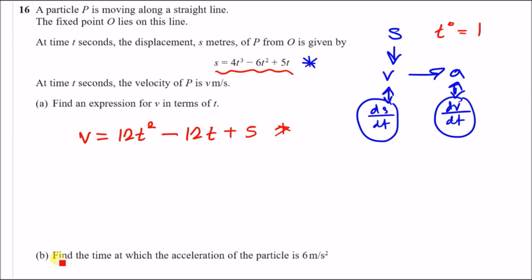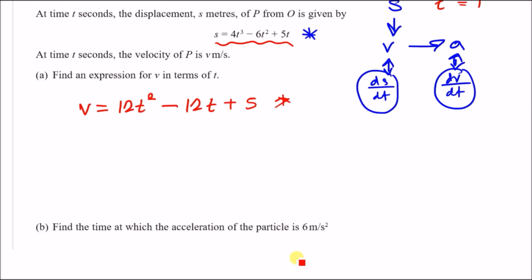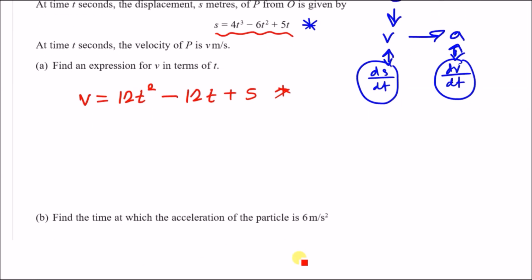Now for B, it says find the time at which the acceleration of the particle is 6. So first things first, we need to find the acceleration, yeah? So for acceleration, again, you differentiate the velocity equation with respect to t. Once again, drop the power 2 down, you get 2 times 12 is 24. Subtract the power by 1, you're left with t to the power 1, which is t. Same thing applies here: differentiate minus 12t, you're left with just minus 12. That's it. Now it says here, so we're not actually done yet.